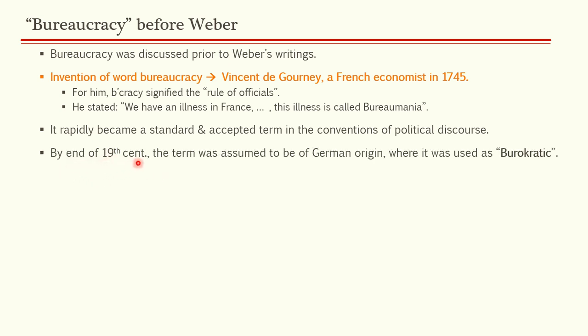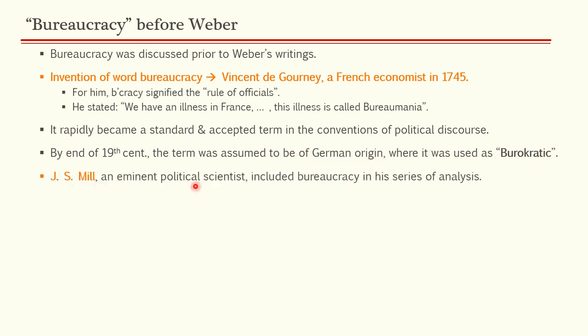By the end of the 19th century, the term was assumed to be of German origin, where it was used as bureaucratic. J.S. Mill was an eminent political scientist. He included bureaucracy in a series of analyses. So basically many authors have analyzed bureaucracy in their works. They did not systematically study it, but they dealt with it, they came up with these words. In Germany it was famous, as you can see.